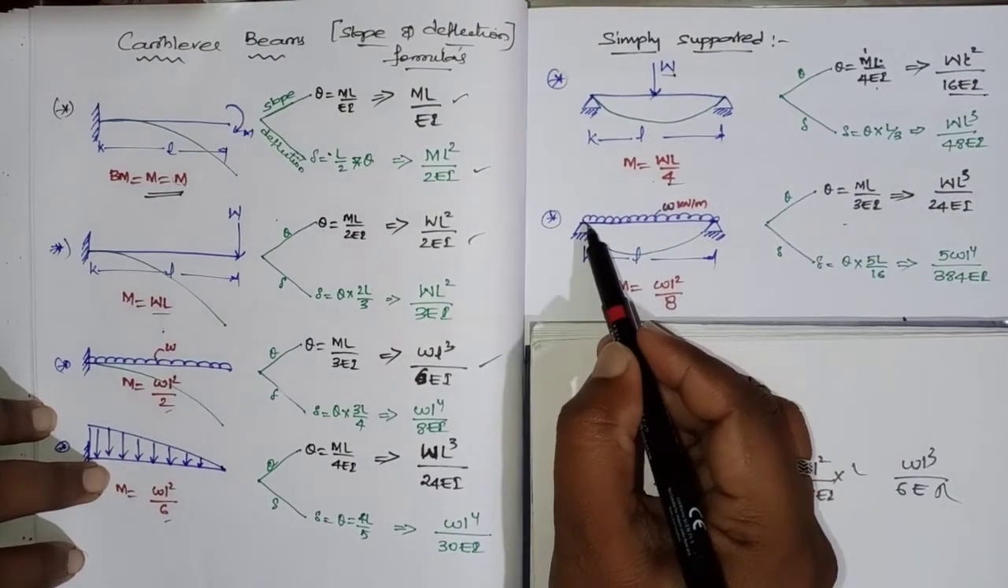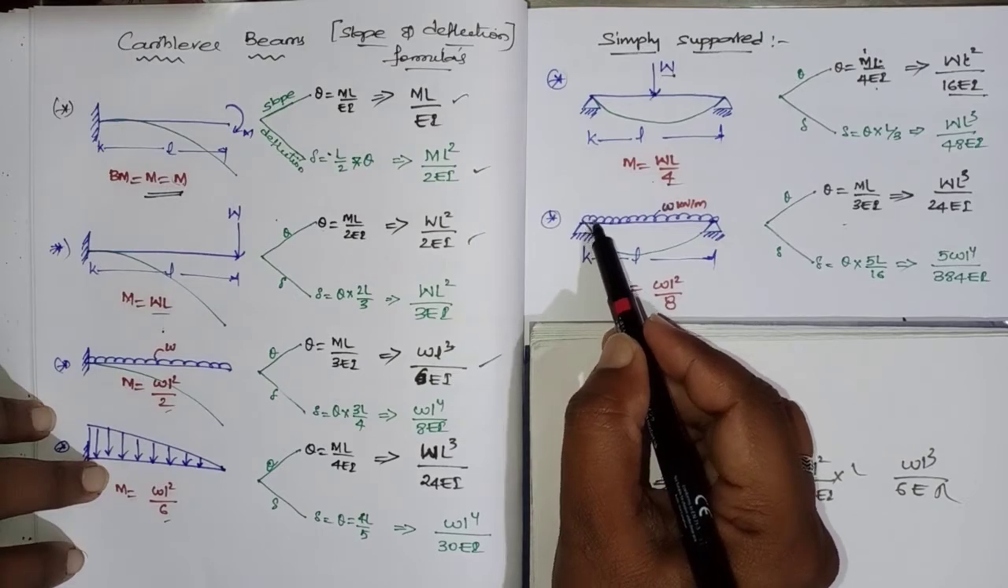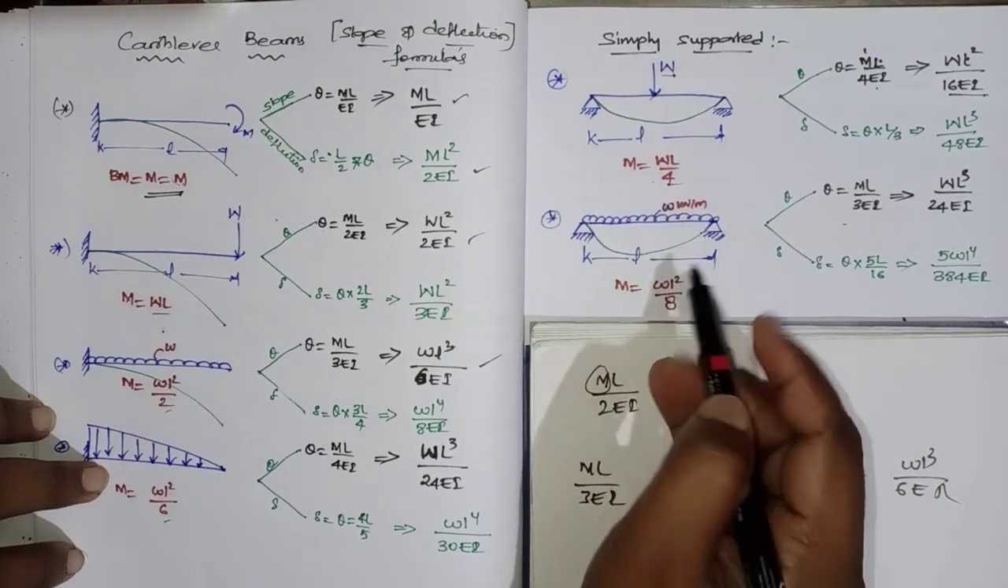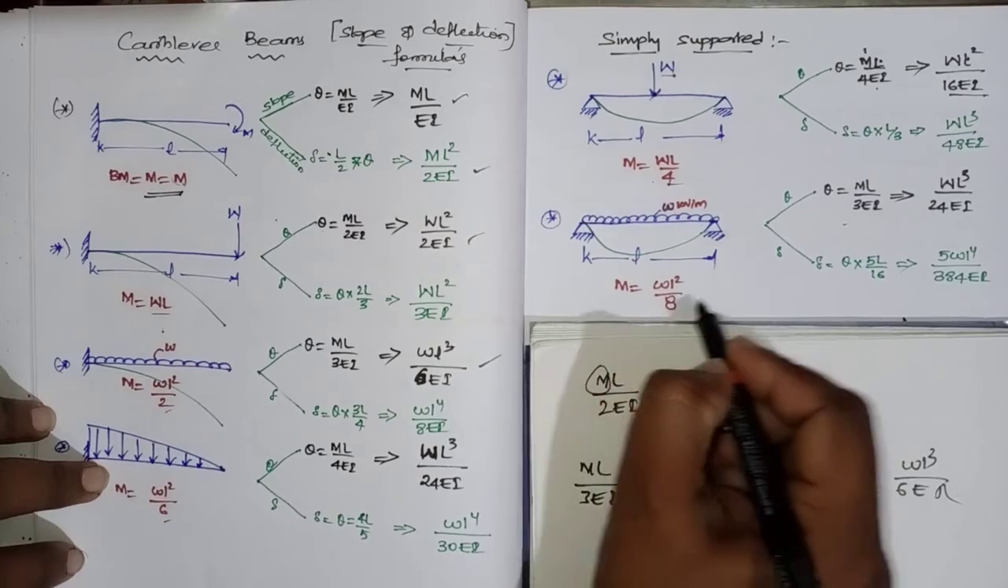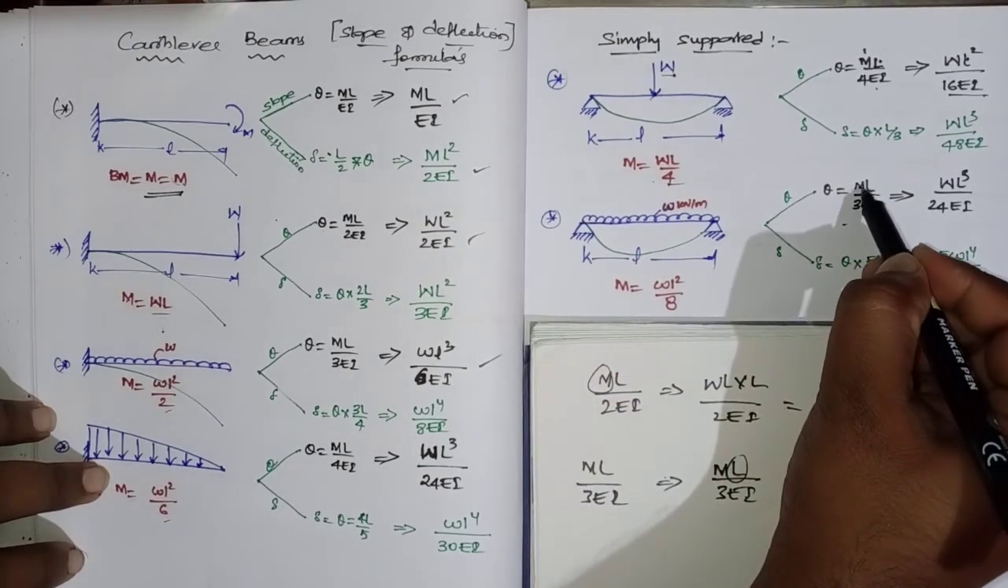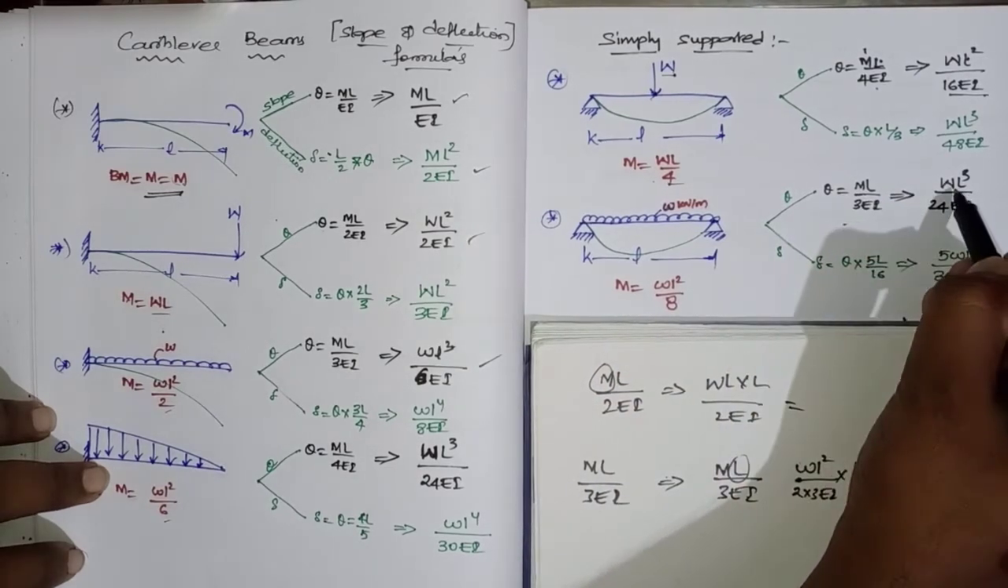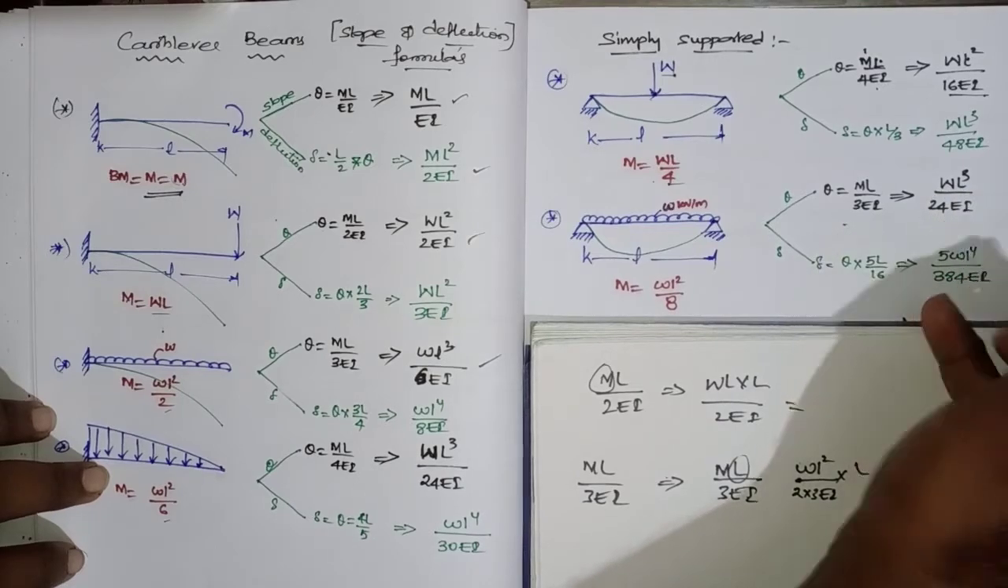Next, a simply supported beam carrying UDL of W kilonewton per meter, where M is WL square by 8. If I substitute WL square by 8 in place of M, I will get WL cube by 24EI. Right?